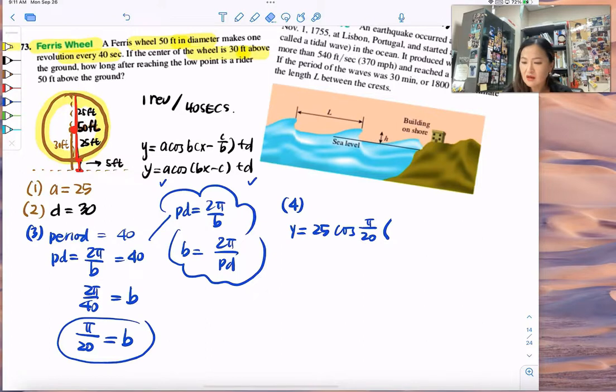And you know what, you guys? Why do we have to have a phase shift? So it's going to be x minus 0 plus, what's our up and down? We start at 30. That's our D. So we've fulfilled all this information that we've already had, and we just input it into our equation. And how do you assume that there is no phase shift?